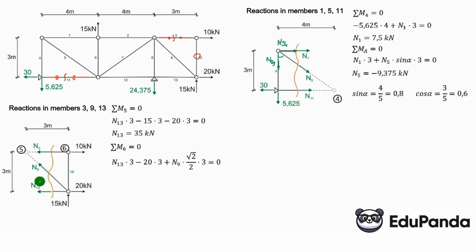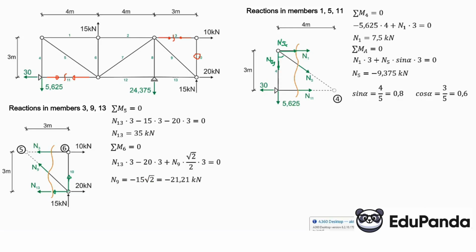These are the force components of N9. We see that the vertical component passes through point 6, so it doesn't create a moment. And the horizontal component equals N9 square roots of 2 over 2. On arm 3 creates a positive moment. This equals 0. From this we calculate N9, which is minus 15 square roots of 2, or minus 21.21 kN.